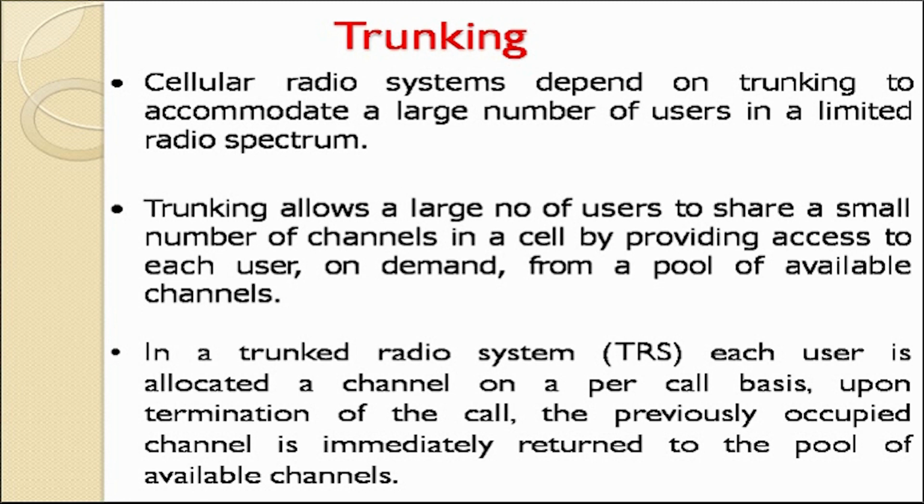Cellular radio systems depend on trunking to accommodate a large number of users in a limited radio spectrum. Trunking allows a large number of users to share a small number of channels in a cell by providing access to each user on demand from a pool of available channels. TRS is nothing but a trunked radio system.